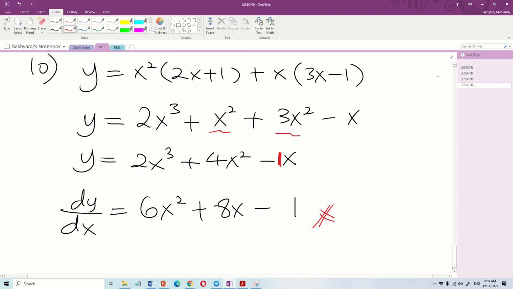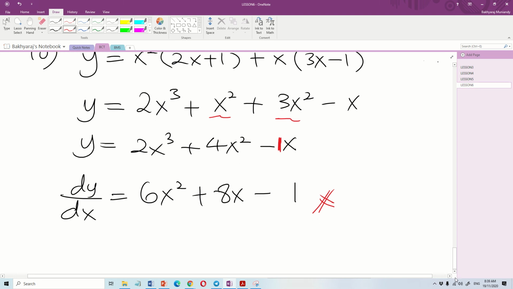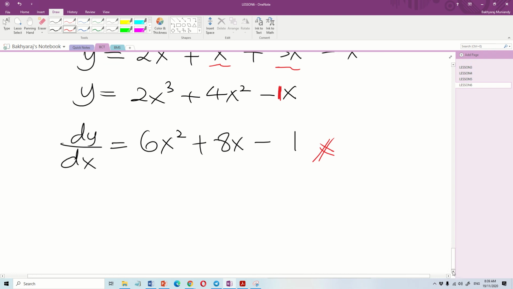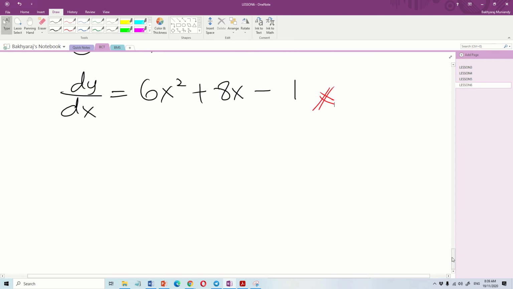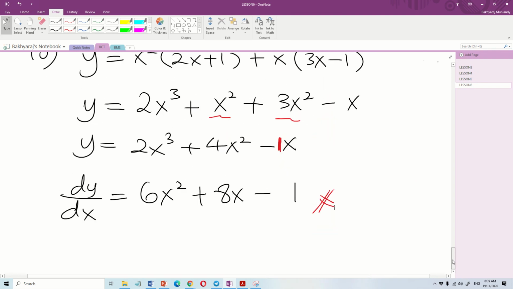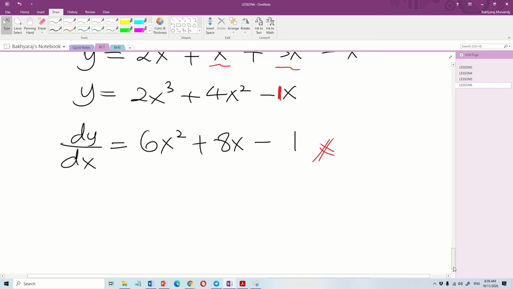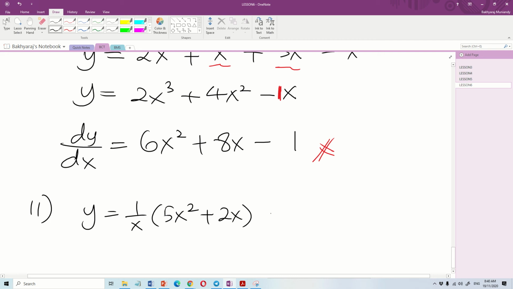Okay, next, number 11. y equal 1 over x times x square, 5x square, and then plus 2x, and then minus 1 over x square times 3x power of 3 minus x square.